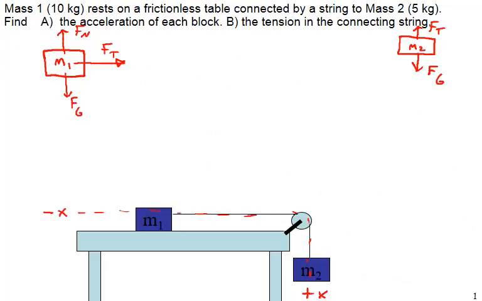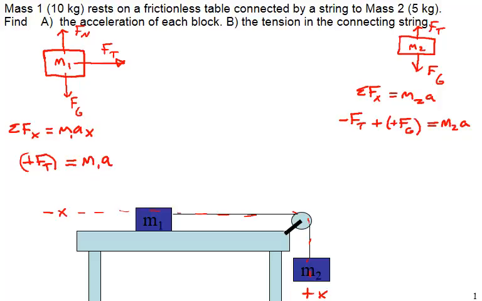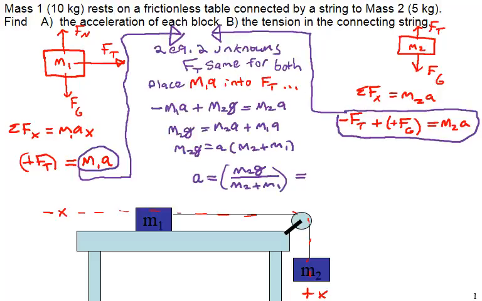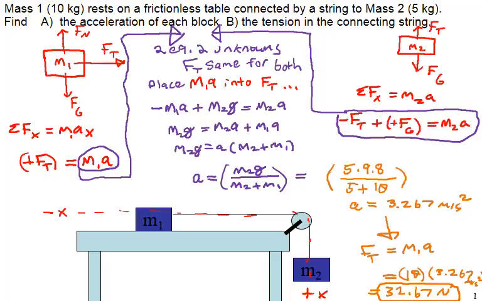All right, so as we substitute, we should get our acceleration equation: acceleration equals m2g over m1 plus m2. And we should get for our acceleration 3.267, and our tension is 32.67 newtons.